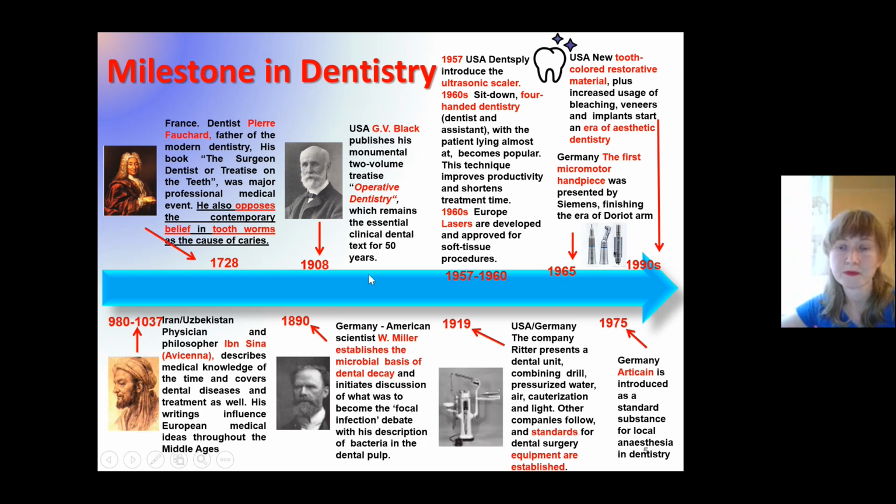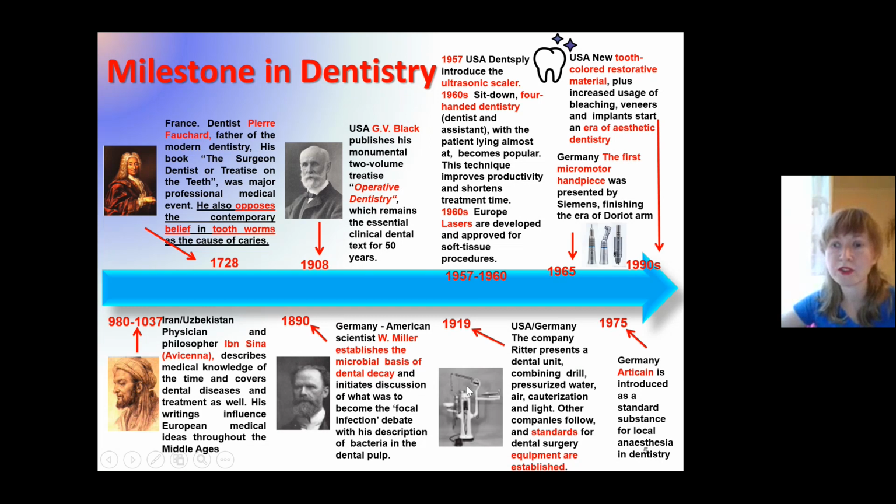The next cornerstone in modern dentistry is considered to be such a person as Green Vardiman Black, United States of America. He published his monumental two-volume treatise Operative Dentistry. It was a great event at that time. And this remained the essential clinical dental textbook for 50 years. Still, we use the concepts of Green Vardiman Black in caries cavity preparation, and we use his Black classification of caries cavities nowadays.